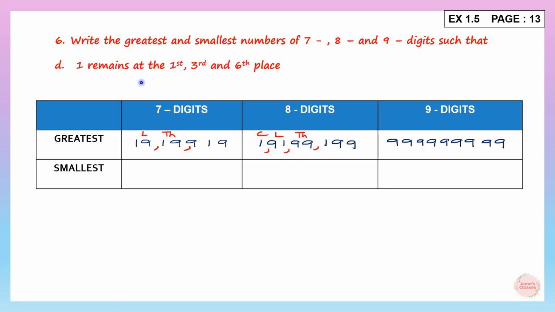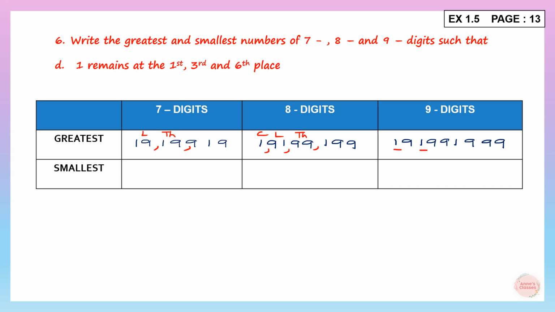Now we have to put 1 in the first, third and sixth place. So this is the first place, second, third, fourth, fifth, sixth place. So we're going to replace all those 9s with 1s. So let's do that. So we have 1 here and 1 here.